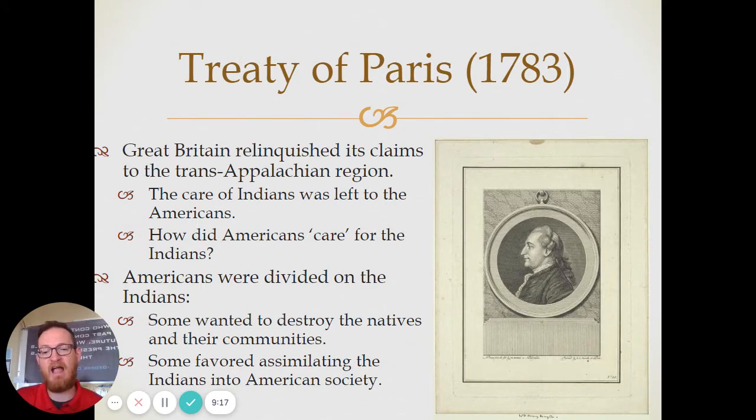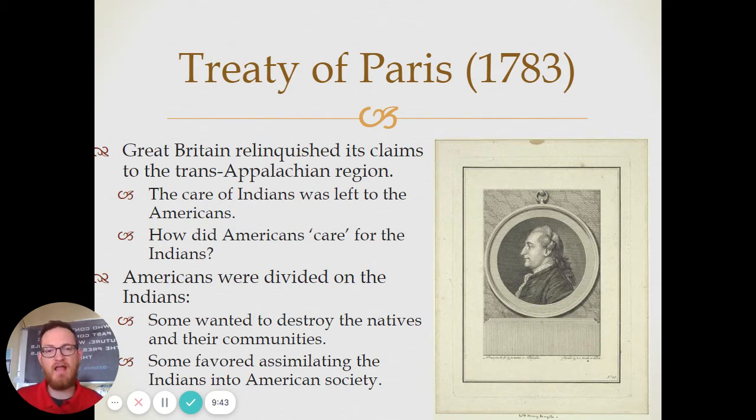Under the Treaty of Paris after the American Revolution, you're going to see that Great Britain had relinquished its claims on basically the whole Appalachian region. And this meant that the care of the Indians and how to deal with the Indians was left to Americans. And of course, the way that Americans cared for Indians was continuing to push them off their land as Americans continued to settle farther out west. Now, Americans were divided on this issue.